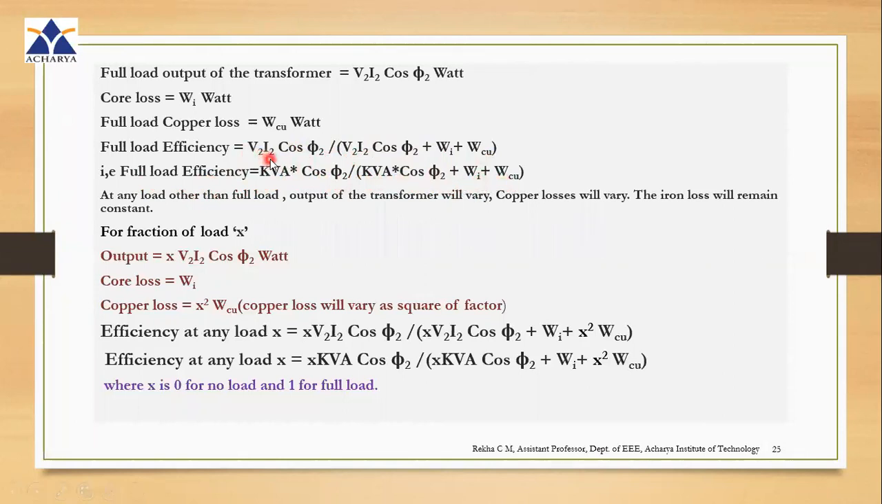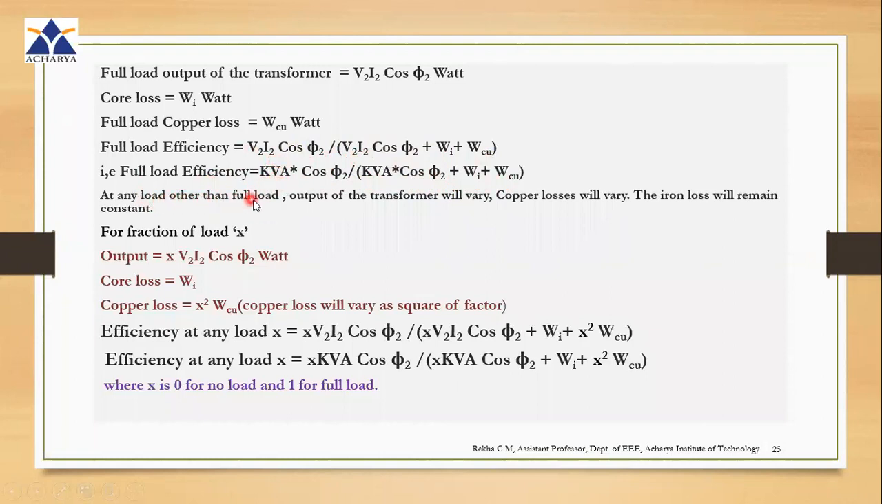Because VI means it is VA. Normally the transformer is rated as kVA. That is why I have written kVA into cos phi 2. So instead of V2 I2, I have written it as kVA.